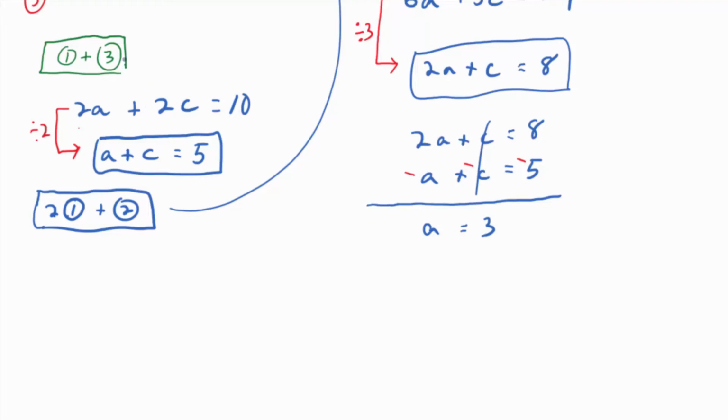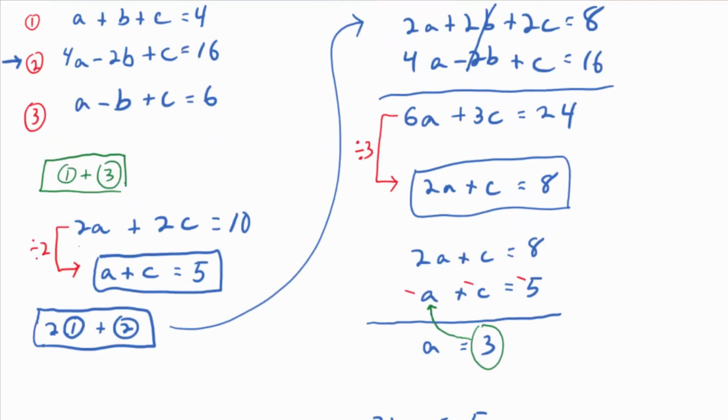And then which variable do I get next? C. And I would plug that in, that 3 that we just got for a. Ignore the negatives now. A plus c equals 5, so 3 plus c equals 5. What does that mean for c? C equals 2. And what else do we need?